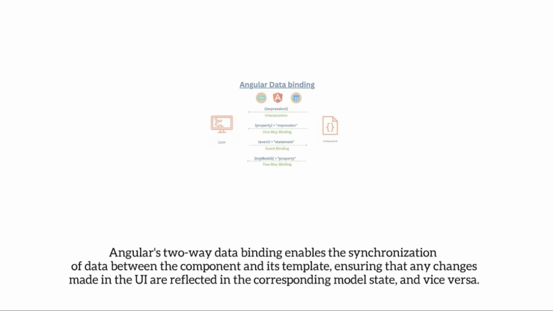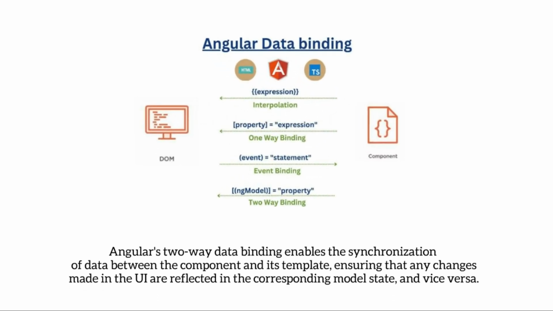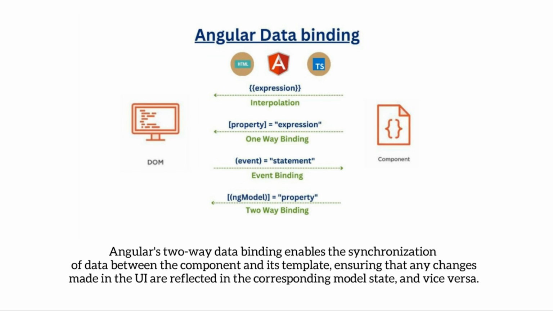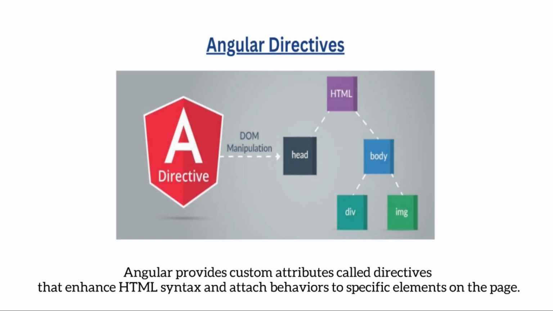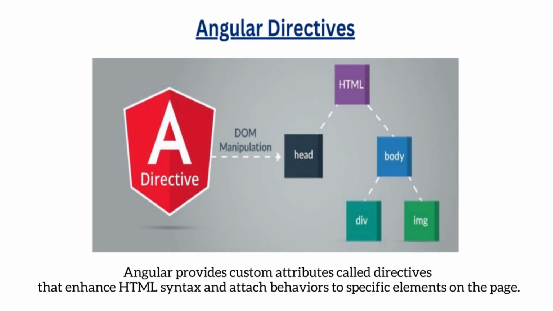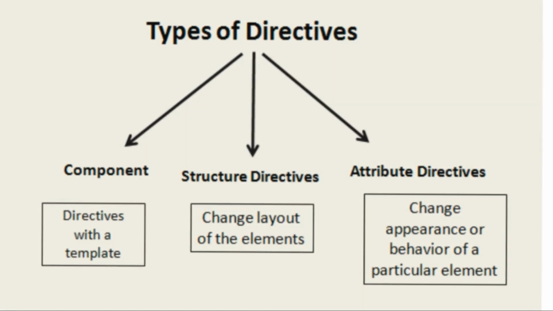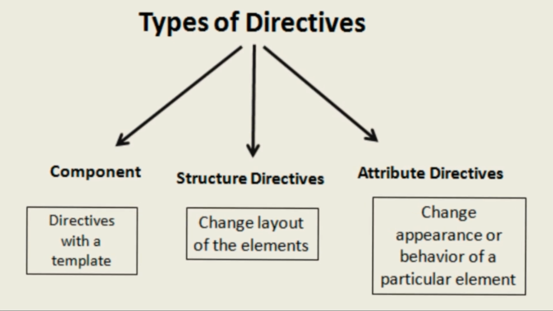Angular data binding. Angular's two-way data binding enables the synchronization of data between the component and its template, ensuring that any changes made in the UI are reflected in the corresponding model state, and vice versa. Directives. Angular provides custom attributes called directives that enhance HTML syntax and attach behaviors to specific elements on the page. There are three types of directives: component directives, structural directives, and attribute directives.